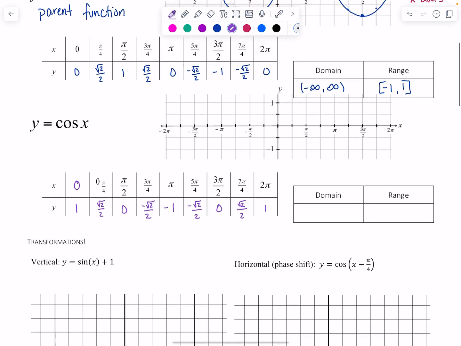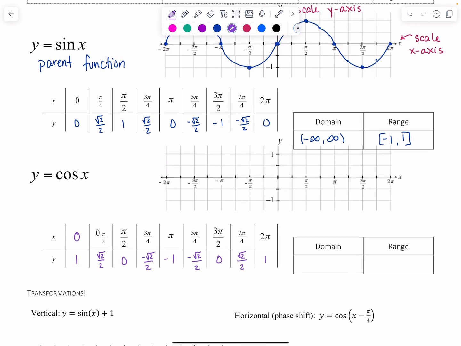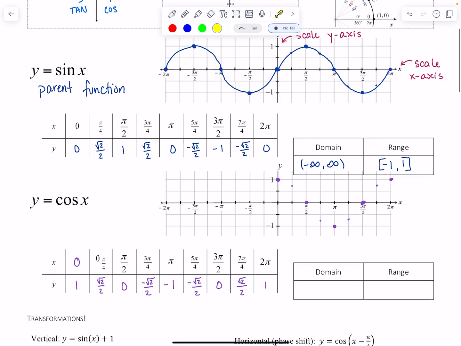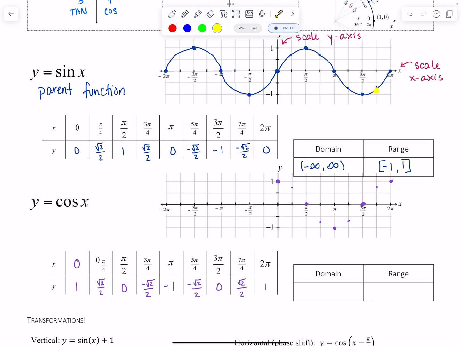So now let's look at what this looks like on our graph. We're now starting at 1, coming through that root 2 over 2, down to 0. Again, coming through that root 2 over 2, negative, back to 0, root 2 over 2, and back up to 1. So this curve starts at 1, comes down, and goes back up. It actually follows the same pattern as your sine.